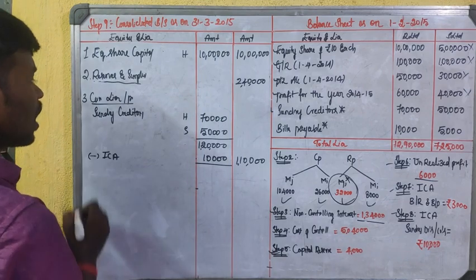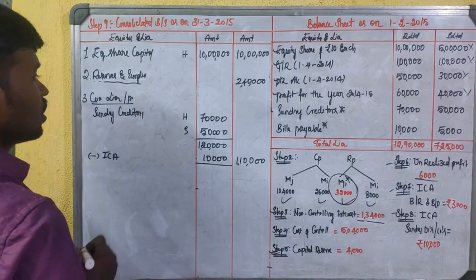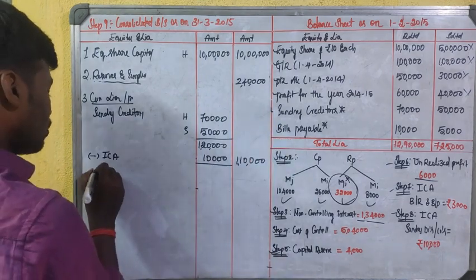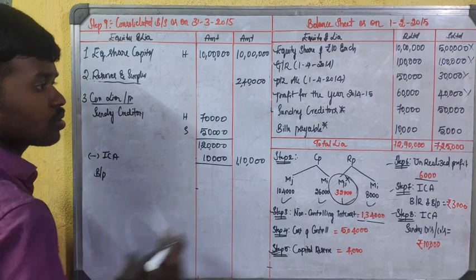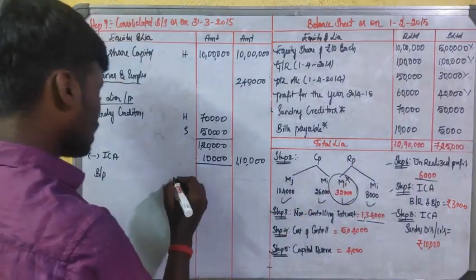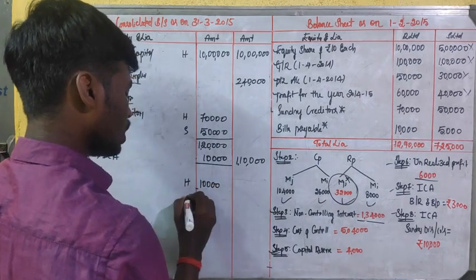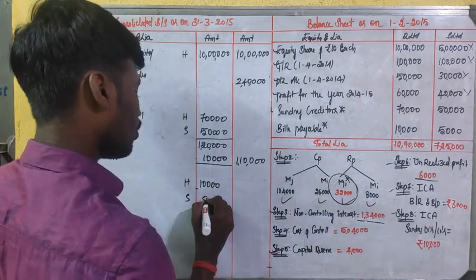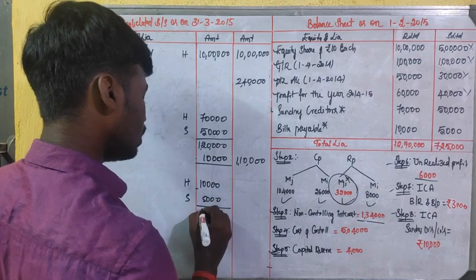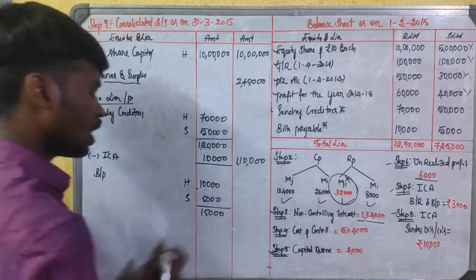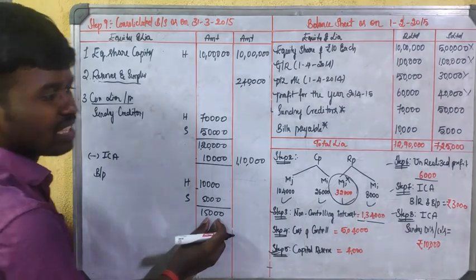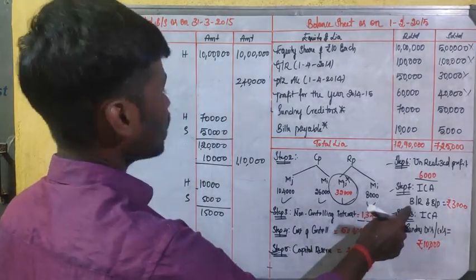Next, after sundry creditors, you have bills payable. So these two amounts we have not considered. Therefore, holding company's bills payable is 10,000 and subsidiary company's is 5,000. So total 15,000 you have, and from this you have to consider the intercompany adjustment related to bills payable.